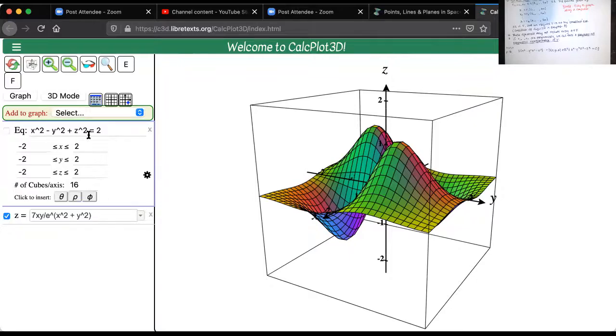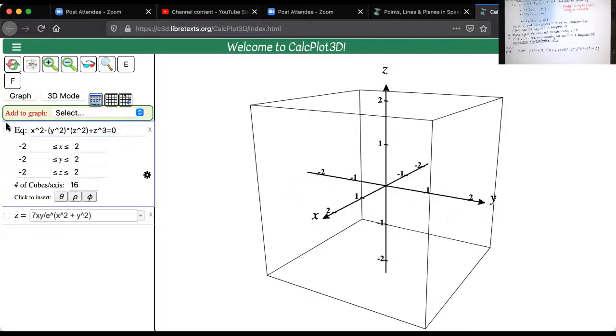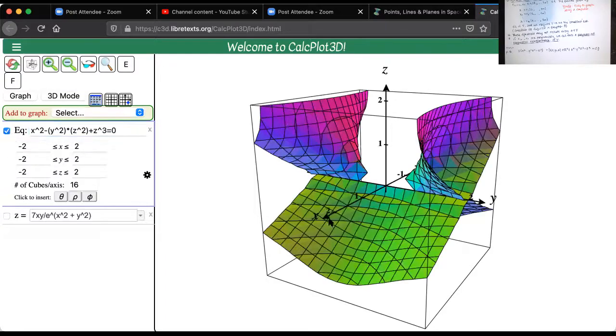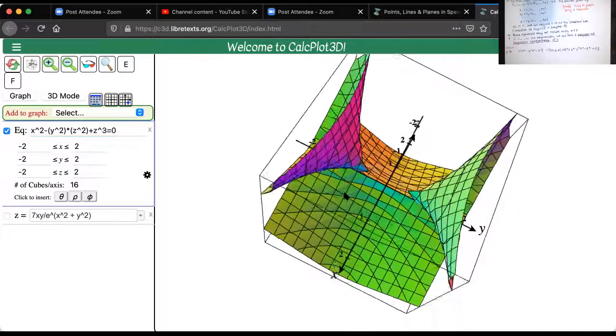This is where the equation involves x, y, and z, where z is not isolated. And that's what we have here. So we're going to have x squared minus y squared times z squared plus z cubed. And we want that to equal 0. And we don't want to see that one anymore. Oh, and we get this thing, kind of odd looking.